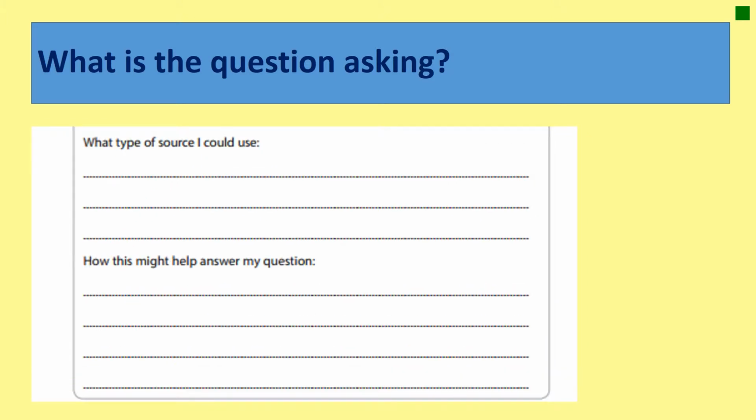The second half of the sheet then says what type of source I could use. And that, again, is about being specific with regards to that. And we'll talk about more of that later. And then again, linking this together, how might it help answer the question? So how would that source help think about your inquiry question, which we saw on the previous slide?